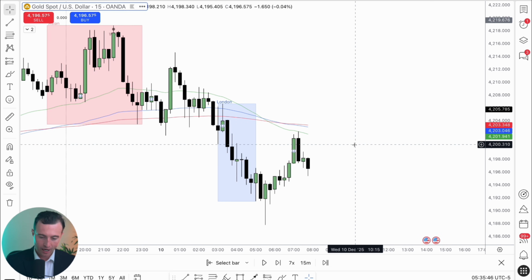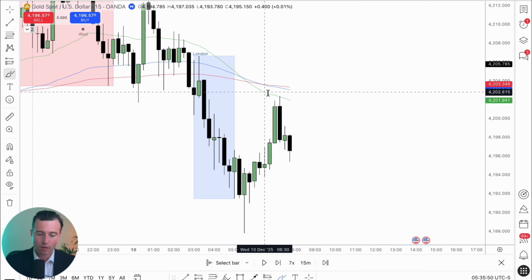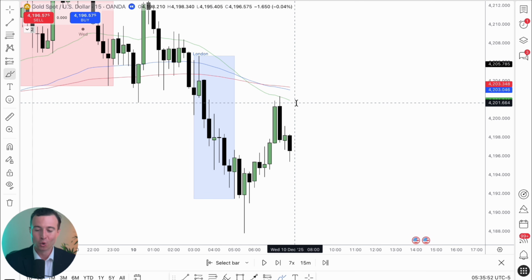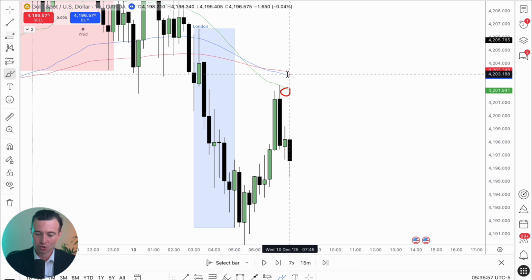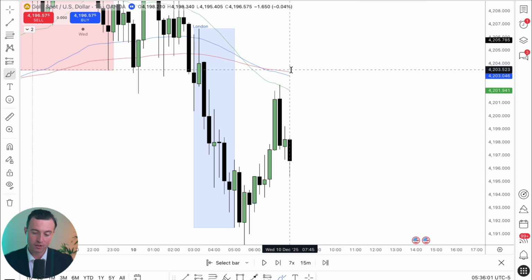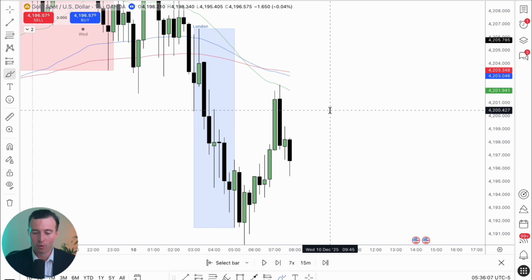Okay, so we're looking at gold right here. And this is, I think, the first shorting opportunity, right? You can see 50, 100, 200. So yes, they're very close together. Do we care about that? Not at all. We also don't care about the gradient.